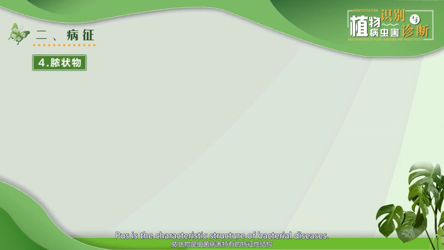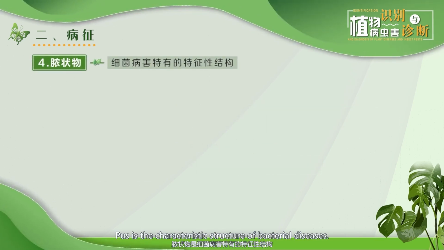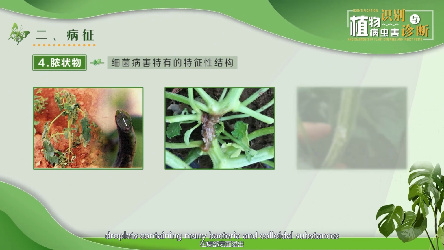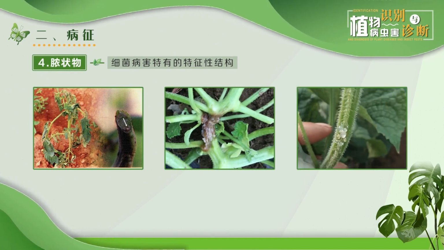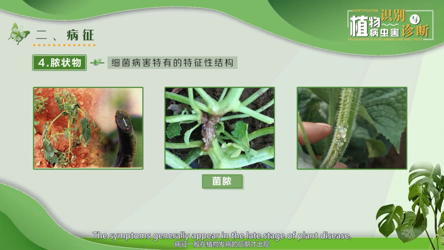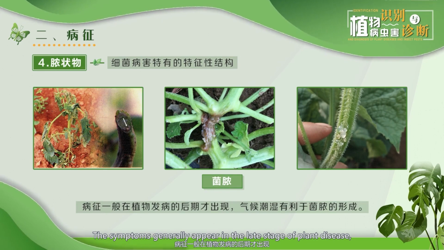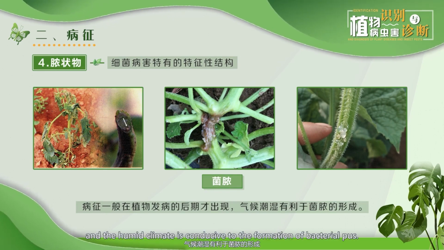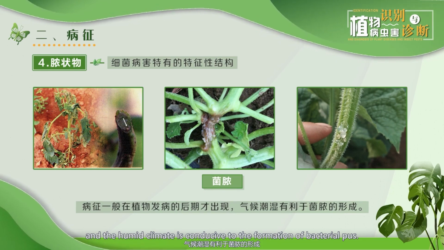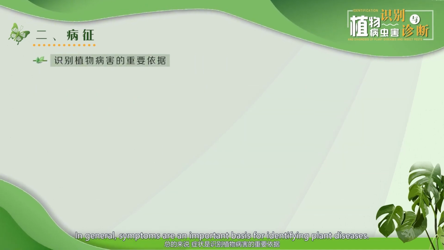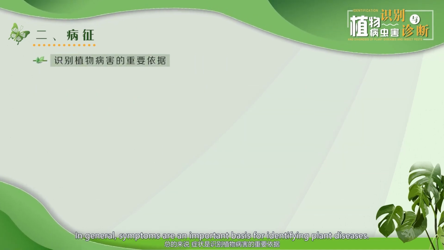Pus is the characteristic structure of bacterial diseases. In this way, droplets containing many bacteria and colloidal substances overflow on the surface of the disease, called pus. The signs generally appear in the late stage of plant disease, and the humid climate is conducive to the formation of bacterial pus. In general, symptoms are an important basis for identifying plant diseases.